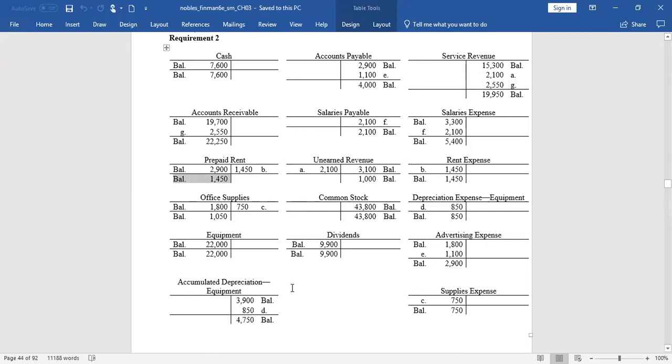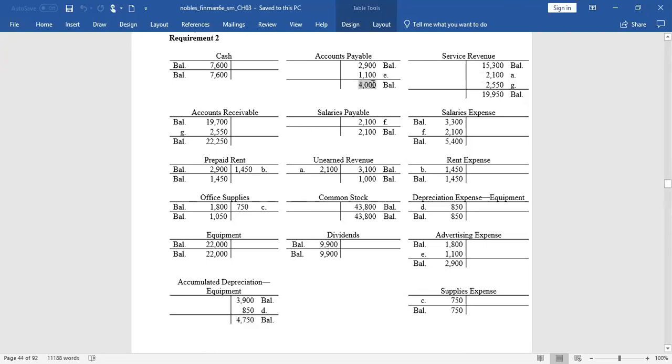Remember, we decreased it. Office supplies, same deal. We decreased that $750, so its new balance is $1,050. The equipment account doesn't change during this process, so that's its adjusted balance. But accumulated depreciation equipment does change. It increases to $4,750.